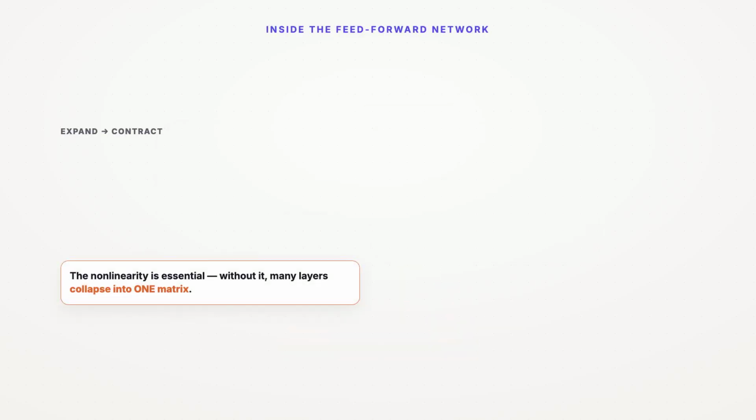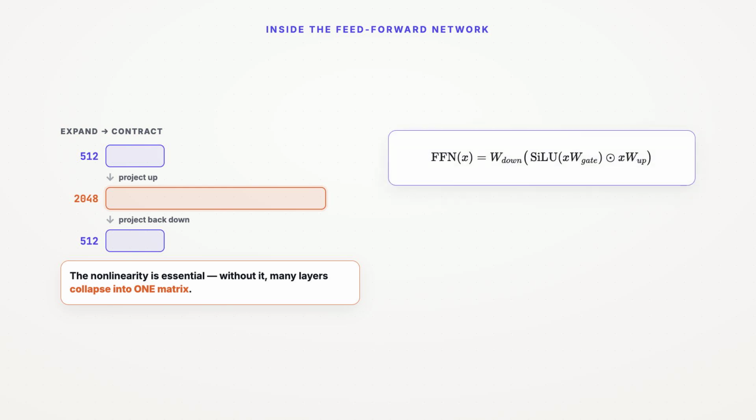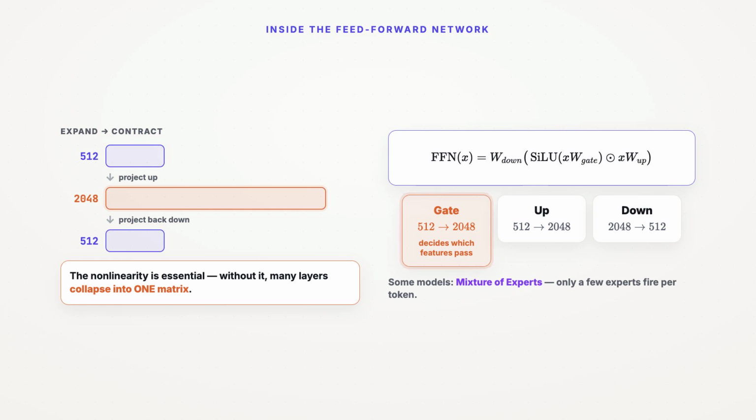What's inside the feed-forward network? It expands each vector wide from 512 up to 2048, applies a nonlinearity, then squeezes it back down. The nonlinearity is essential. Without it, stacking layers would collapse into a single matrix and buy you nothing. Modern models use a gated version called SwiGLU with 3 matrices. A gate that decides which features pass, an up projection, and a down projection. Some models go further and swap this for a mixture of experts, where only a few subnetworks fire per token.